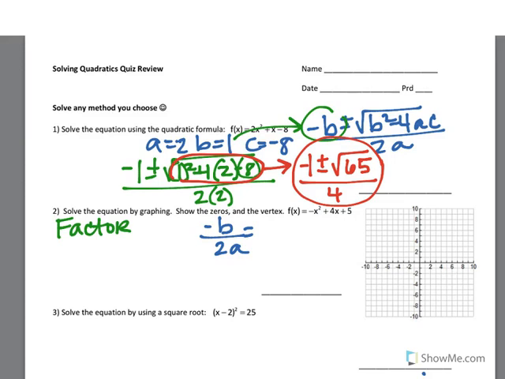And I am going to use b, which is 4. So I'm going to do negative 4 over 2 times negative 1. And that's going to give me 2. So that's my x value in my vertex. So the vertex, the x value is going to be 2.